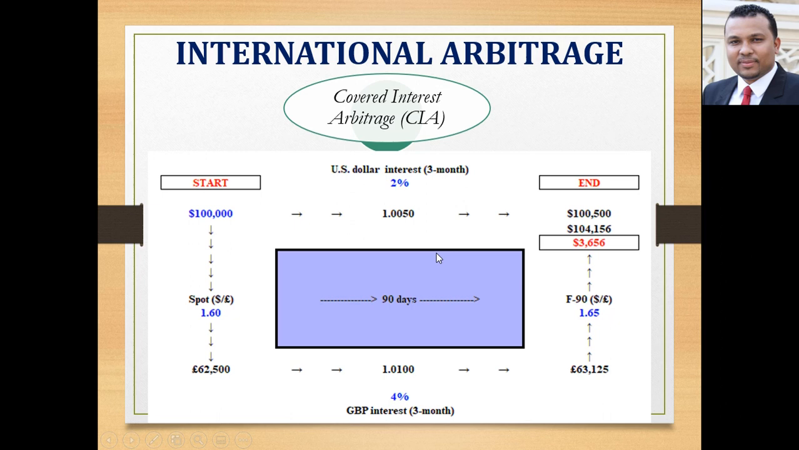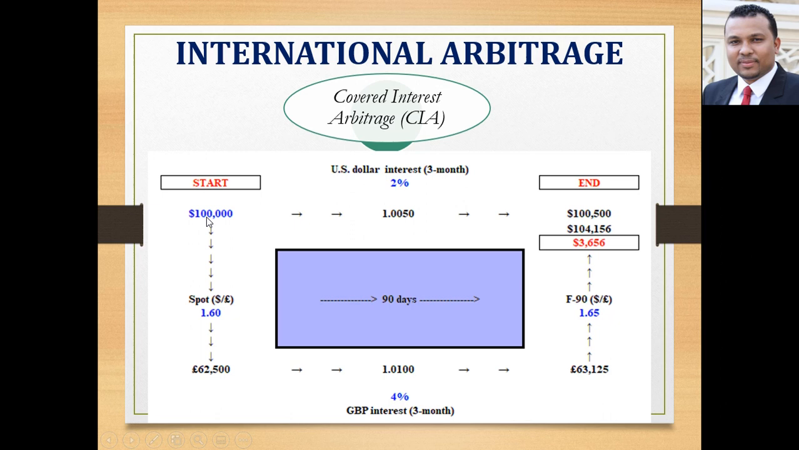The net result equals 104,156 dollars. Now, what about the net gains? The gap between the second option, when we go to the UK market and make a forward contract between dollars and England pound, the net situation equals a profit of $3,656.